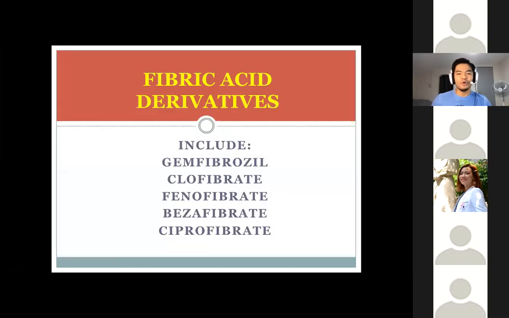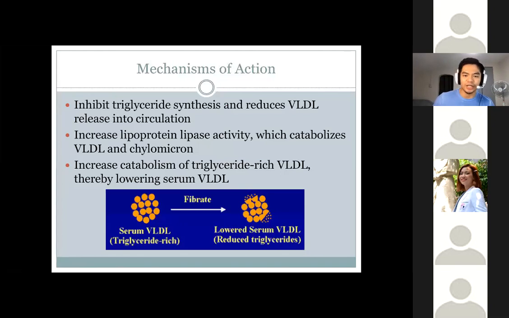Okay? Okay, number 4. Number 4 na tayo out of 5. Malapit na. Number 4 are the fibrates or fibric acid derivatives. Examples are gemfibrozil, clofibrate, fenofibrate, bezafibrate, and ciprofibrate. So mechanism of action tayo ng fibric acid derivatives. So regarding fibric acid derivatives, take note, marami siyang kayang gawin. Okay? Marami siyang mechanisms. So number 1, it can inhibit triglyceride synthesis and reduce VLDL release into the systemic circulation. So somehow related ito sa ginagawa ng niacin. It can also inhibit synthesis and also release of VLDL.